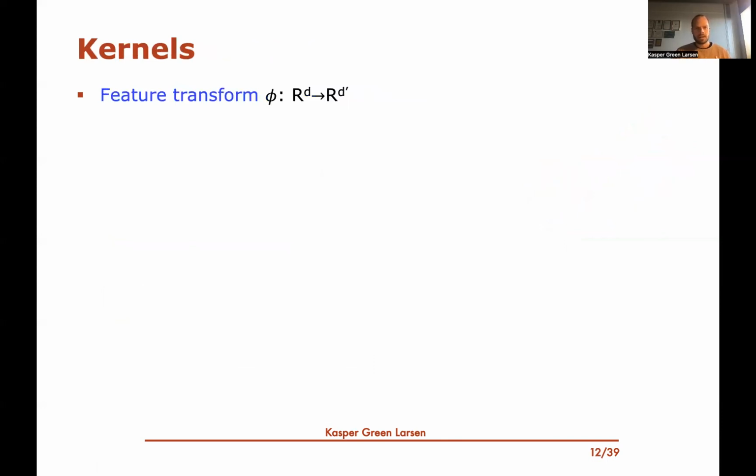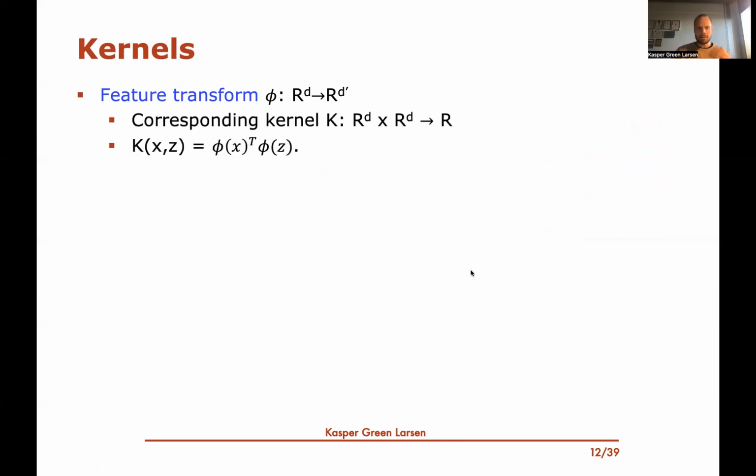So a kernel corresponds to a feature transform. If I have a feature transform phi, then the corresponding kernel is a function that takes two vectors in the original input space, in d dimensions, and maps them to a real number. In particular, this kernel applied to two input vectors x and z evaluates to the inner product of the feature transformed versions of x and z. So it's the inner product of the feature transformed vectors.